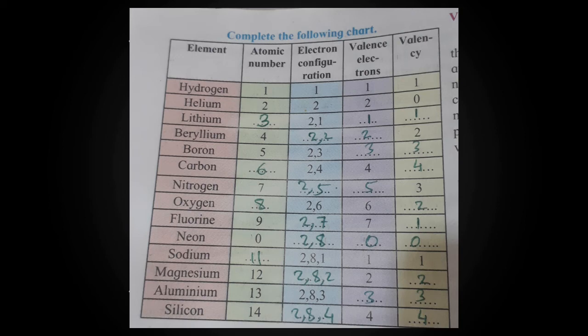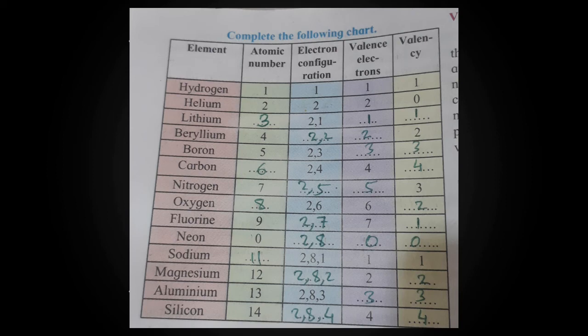Next is oxygen. Very important because we can't sustain our life without oxygen for even 1 minute. The atomic number of oxygen is 8. Electronic configuration: in the first orbit 2 electrons are present whilst in the second orbit 6 electrons are present. So the valence electrons are 6. Therefore its valency is 2. Next, fluorine. Atomic number is 9. In the first orbit 2 electrons are present while in the second orbit 7 electrons are present. Valence electron is 7. That's the reason its valency is 1.